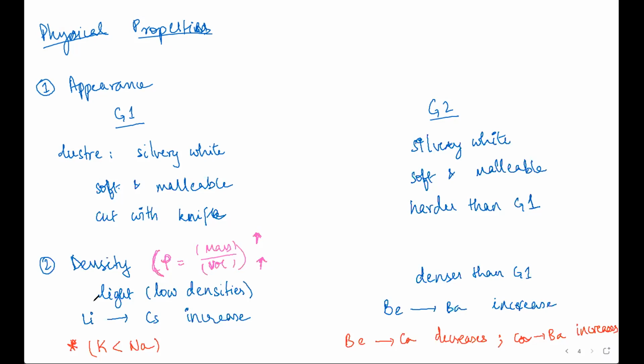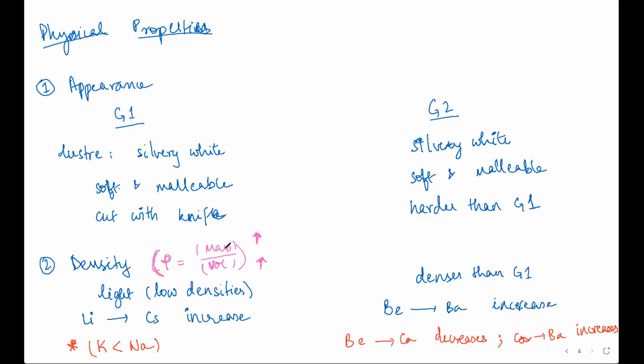So you can generally say the trend based on their mass and size. Go ahead, Mayas. I thought as we go down the group, the volume increases, so the density should decrease. And in the book also they had written that, so I think that is wrong. Yeah, density increases because volume is not the only thing, mass is also increasing.